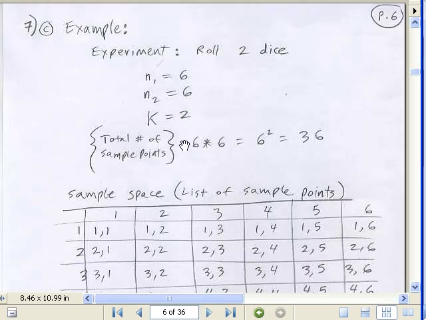All right, here's another example. How about if we roll 2 dice, right? So really, the experiment is we're rolling them at the same time. But conceptually, you're rolling one, and then you're rolling another. So there's really 2 steps. There's 6 possible outcomes on that first die, and on the second one, there are 6 possible outcomes. If K is 2, there's 2 steps, and bloop, 36.